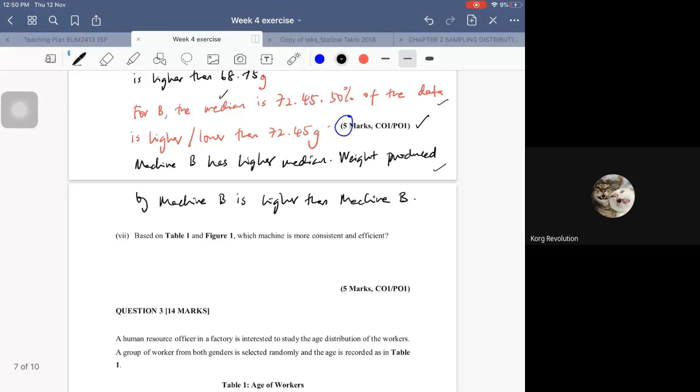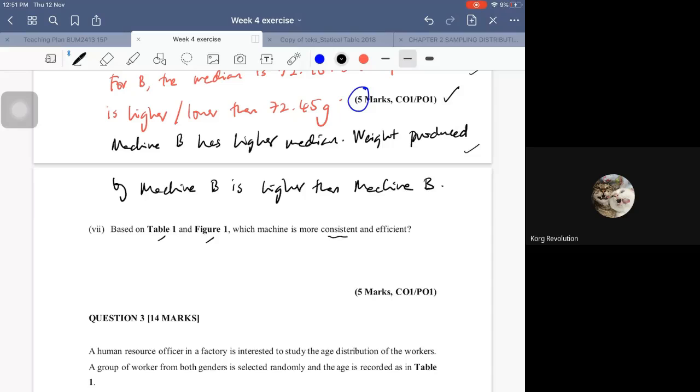Okay, and then it says here, based on table 1 and figure 1, so both from the values and from the sketch, which machine is more consistent and efficient? So how do we measure consistency and efficiency? What value would I use for that? IQR. That's right. When we want to measure the data being consistent and efficient, that is a measure of variation. So we're actually measuring variation. And for this case, because our data is skewed, we measure it using the interquartile range. And why is it 5 marks? Because you have to do calculation.